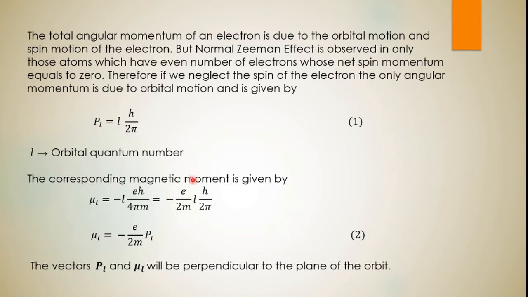The corresponding magnetic moment is given by mu L equal to minus L into eh by 4 pi m. Rearranging this, we have minus e by 2m, L into h by 2 pi. L into h by 2 pi is nothing but PL, so mu L is equal to minus e by 2m into PL. The vectors PL and mu L will be perpendicular to the plane of the orbit.